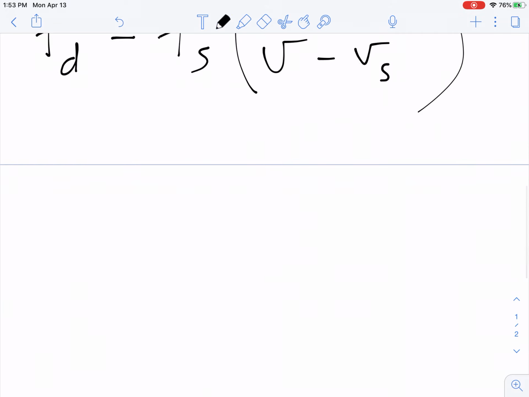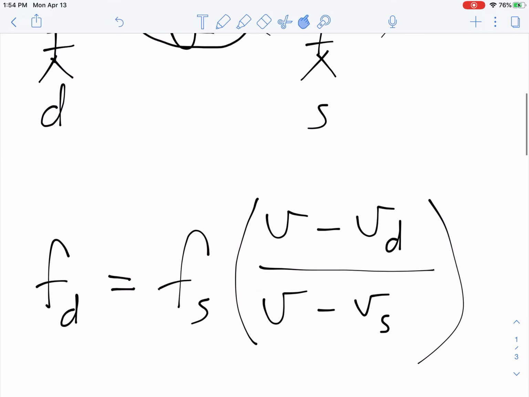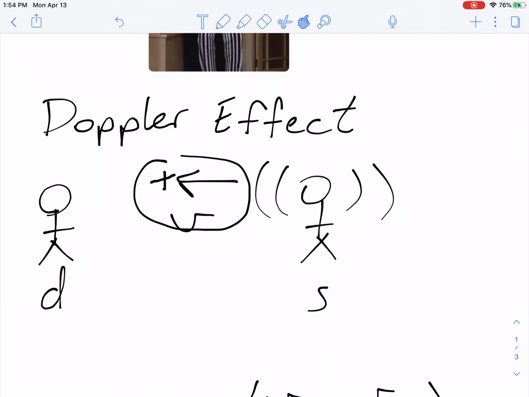We could do it like this. You could have the source over here, and you could have the detector over here. The source makes sound, and that sound is traveling that way towards the detector, okay? And we're going to call that the positive direction in that example. So in that diagram, sound is traveling to the right. The right is the positive direction. In this diagram, sound is traveling to the left. To the left is the positive direction. It doesn't matter how you draw it. Sound goes in the positive direction.